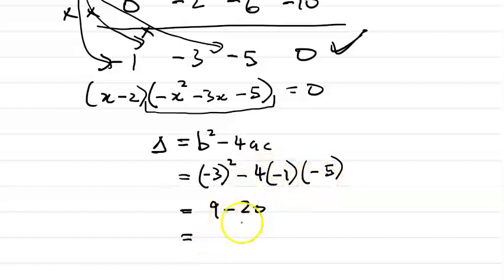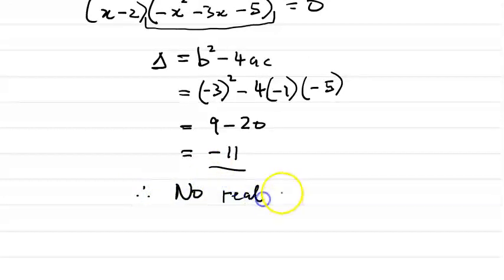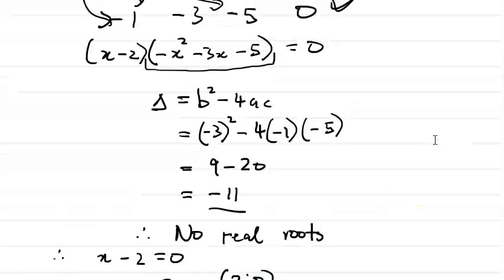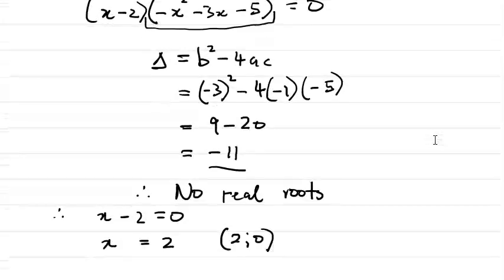So what do you notice? 9 minus 20 is minus 11. Because you got minus 11 as your discriminant, you've proved that we have no real roots, so no other roots. Therefore x minus 2 equals 0, and x equals 2 is the only root. So basically that's how we can show that x equals 2 is the only root, and here we've used synthetic division. Alright, now let's look at the next question.